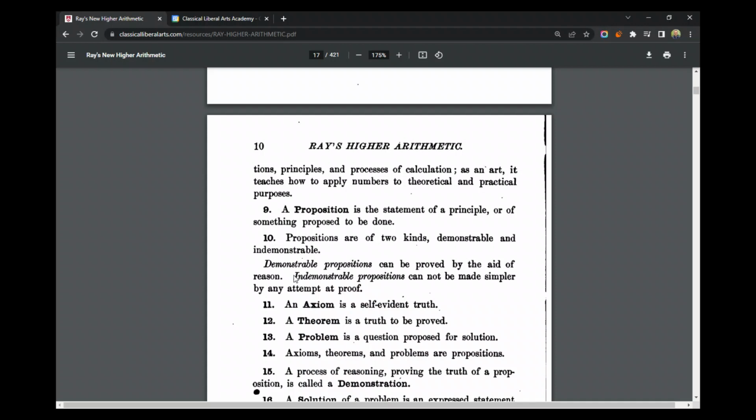The other kind of proposition are indemonstrable propositions, and that means not demonstrable. Indemonstrable propositions cannot be made simpler by any attempt at proof. It's simple enough to know that indemonstrable propositions are propositions that cannot be proven. So two kinds of propositions: demonstrable and indemonstrable.